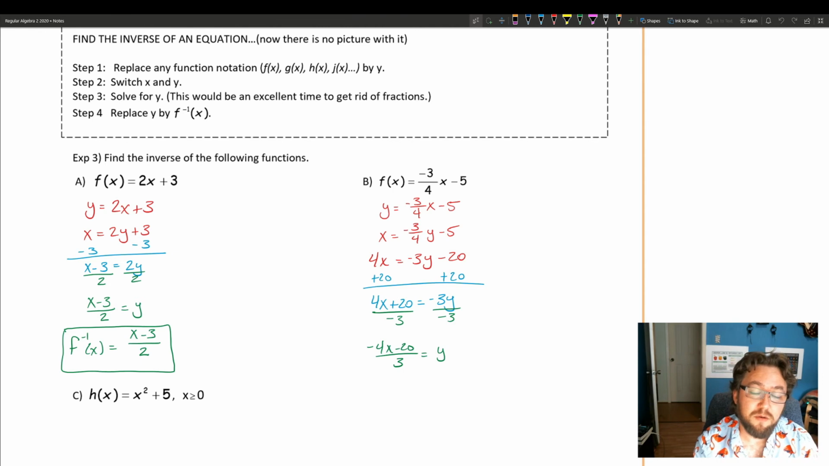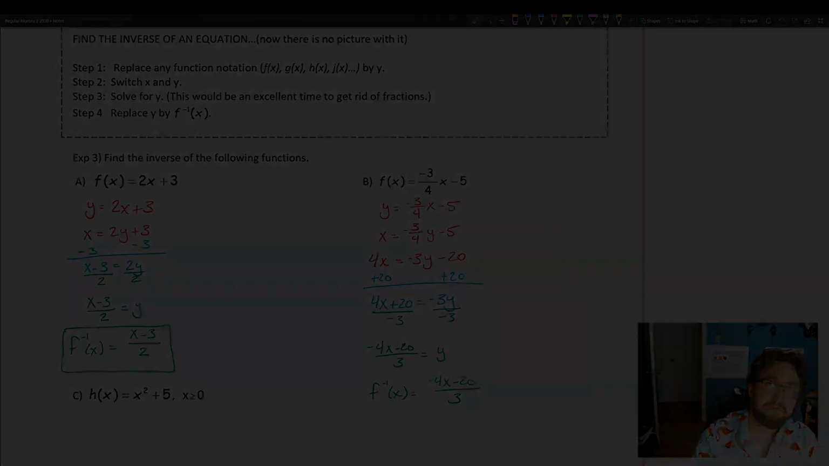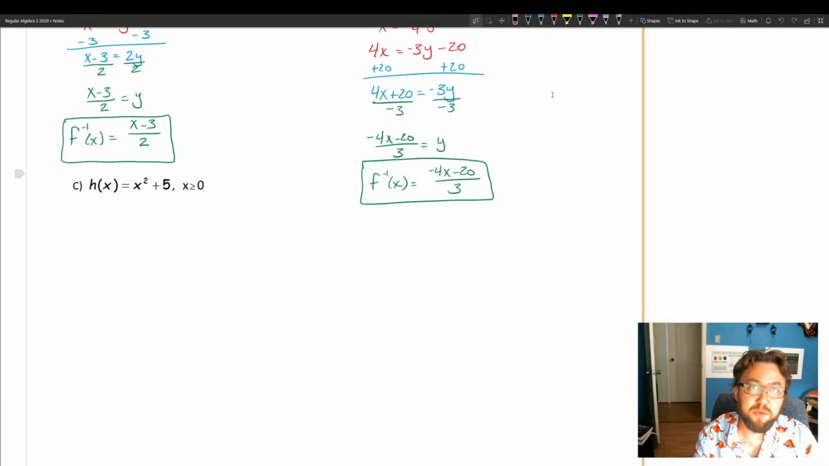What I'm going to do now is transfer this over to the correct format, which would be f, little negative 1, x. Inverse of the function would be negative 4x minus 20 divided by 3. On to the last example, C.